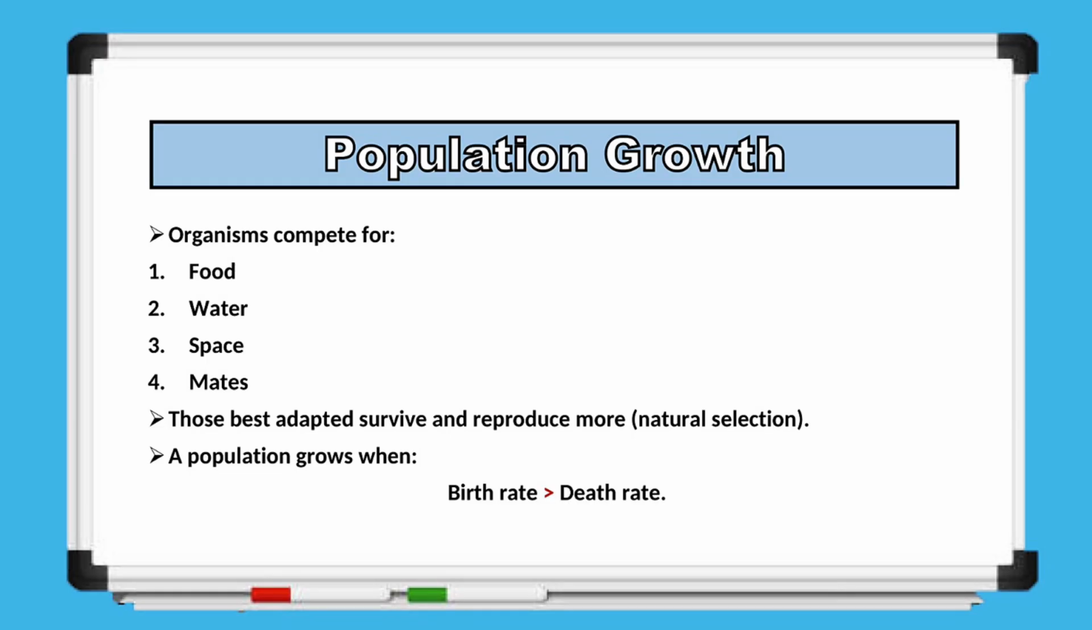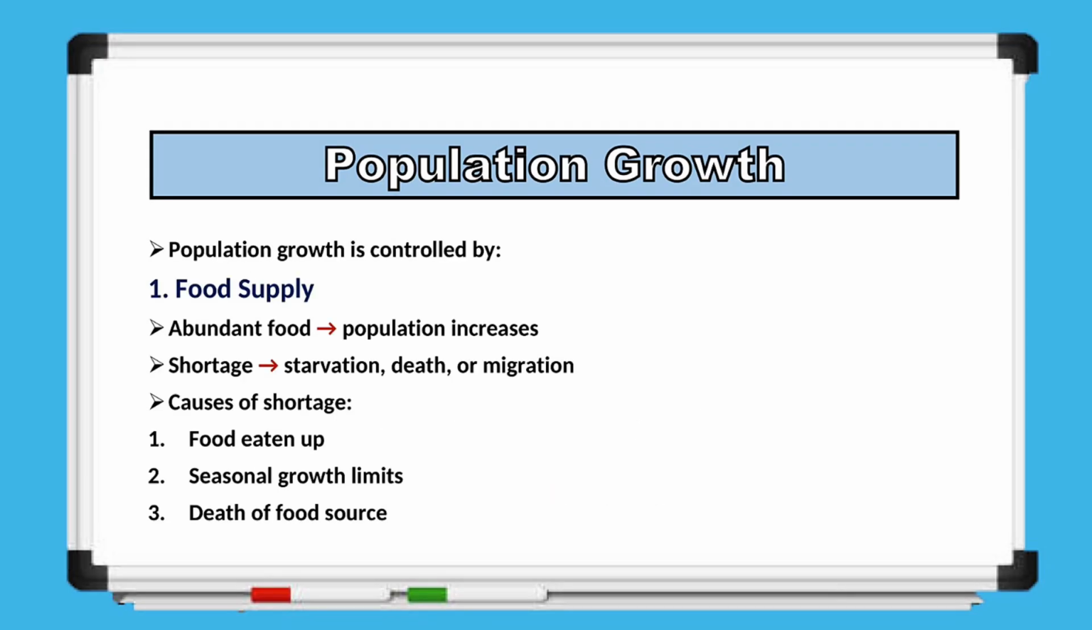The most important thing to remember is that food supply, competition, predation, and disease are the 4 main factors that control population growth. These factors determine whether a population increases, decreases, or remains stable within an ecosystem. The first is food supply. Food is essential for survival, growth, and reproduction. When food is abundant, organisms are healthier, reproduce more successfully, and the population increases.